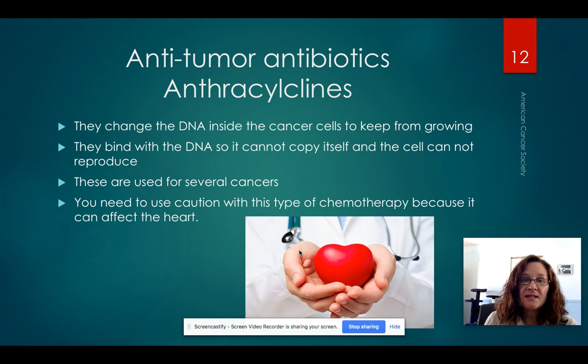Anti-tumor antibiotics, the anthracyclines, they change the DNA inside the cancer cells to keep them from growing. They bind with the DNA so it cannot copy itself and the cell cannot reproduce. These are used for several cancers. The one thing with this chemo, though, is it can affect the heart. These patients receive an EKG prior to treatment to make sure their heart's okay to begin with, and then there's only a certain limit of the dose of the chemotherapy that they can get. So it's very important for the team to keep track of how many cycles the patients had and how much dose they've received.